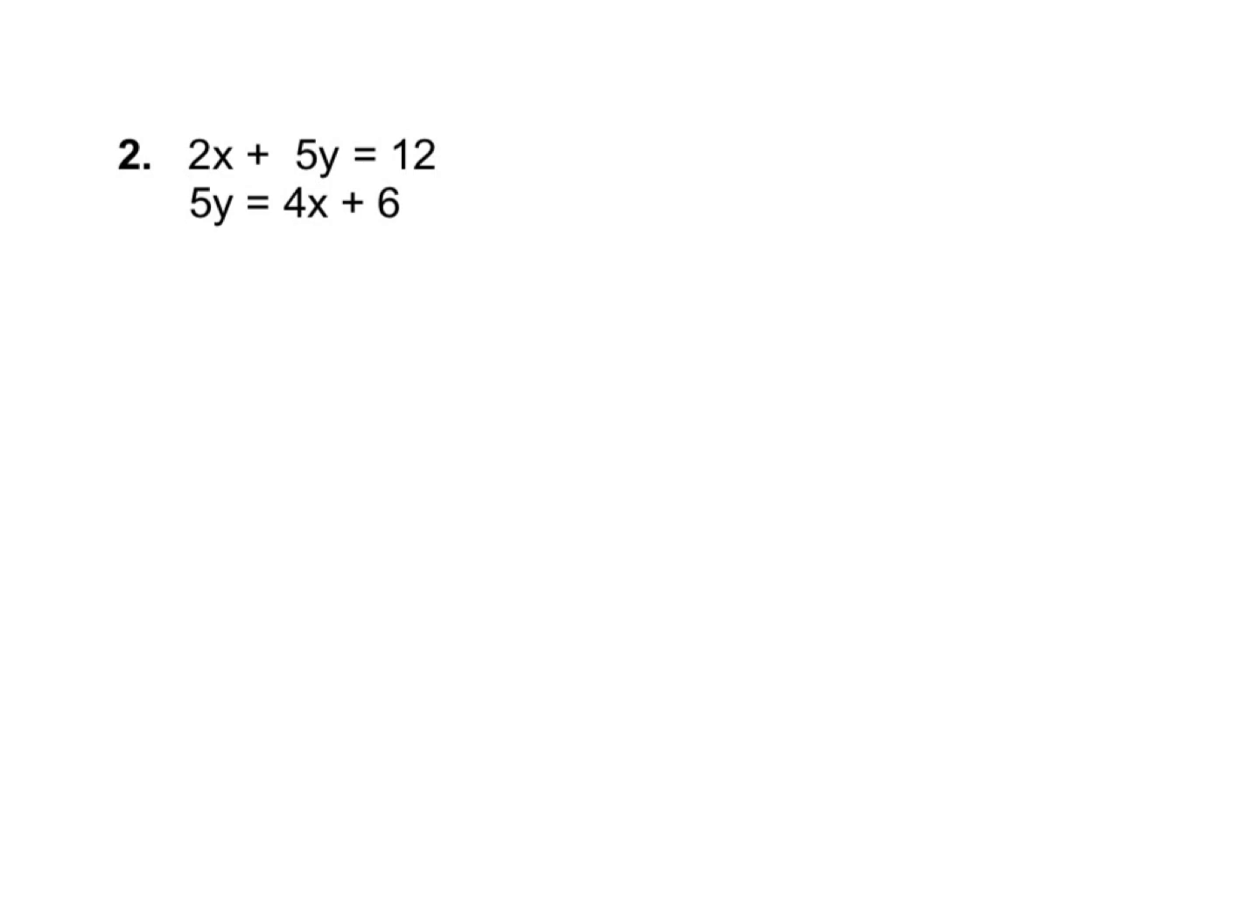All right, and again, we're just going to plug it into one of these and solve. So I'd have 2 times 1 plus 5y is equal to 12. Would it have mattered if I had used 5y is equal to 4x plus 6, or if I had used this one right here? No, that doesn't matter. You're just using one of them. You'll get the same answer.